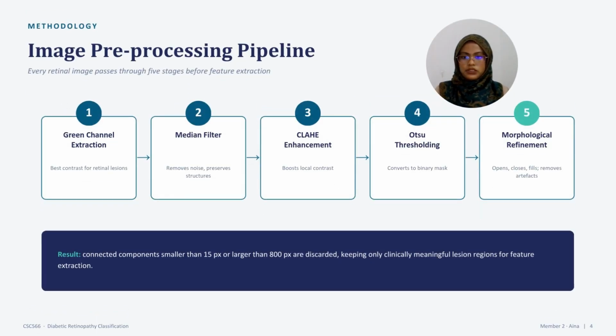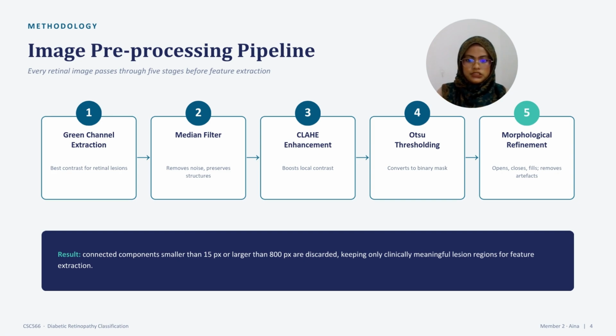After denoising, we apply contrast-limited adaptive histogram equalization, or CLAHE, which enhances local contrast in the image. This is important because lesions such as microaneurysms and hemorrhages can be very subtle, and CLAHE makes them stand out more clearly without over-amplifying noise the way a global contrast stretch would. Once the image is enhanced, we apply Otsu's method, which automatically computes a global threshold from the image histogram and converts the enhanced grayscale image into a binary image, separating potential lesion regions from healthy tissue.